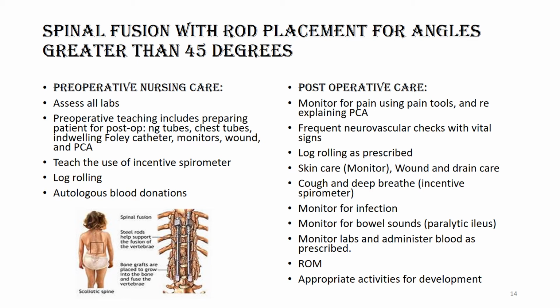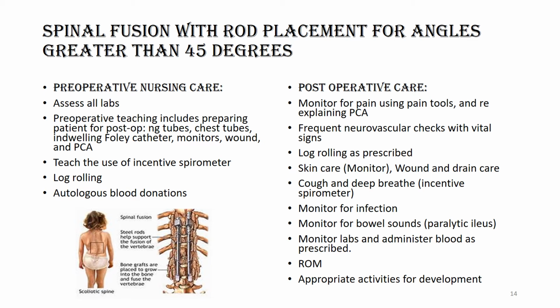They also need to learn about coughing and deep breathing and the incentive spirometer. They should be taught that they will be log rolling and not bending, so it's not a big surprise. And generally, preoperatively, the child gets their own blood drawn so they can do their own blood donation. The picture at the bottom is a spinal fusion with the Harrington rod supporting the spine.